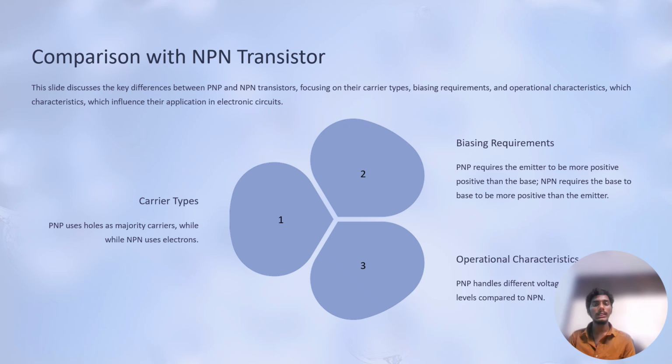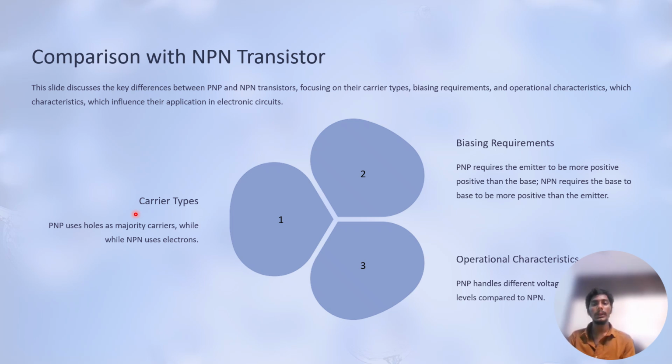But there is a slight difference in the PNP transistor. We get the output load through the collector junction. IC is equal to IE minus IB. In the carrier types, the PNP uses holes as majority and NPN uses electrons as majority. In a PNP transistor, majority carriers are holes. In an NPN transistor, majority carriers are electrons.